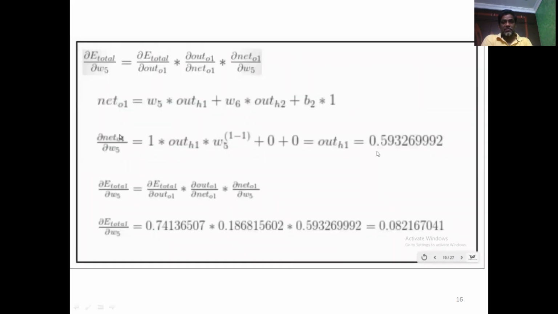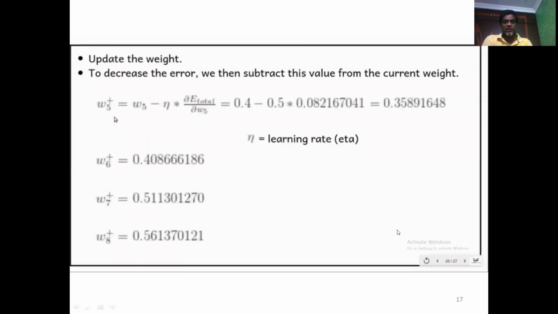So the coefficient of W5 is going to be 0.5. So this is how we get 0.0821 for dou E total by dou W5. Once you have this value, now we are ready to update the weight W5 by using the formula that I explained in the previous class. W5 plus, that is the updated weight W5, is equal to W5 minus eta into dou E total by dou W5. This we calculated in the previous step. We got it as 0.082.